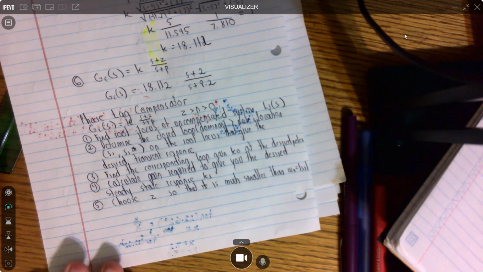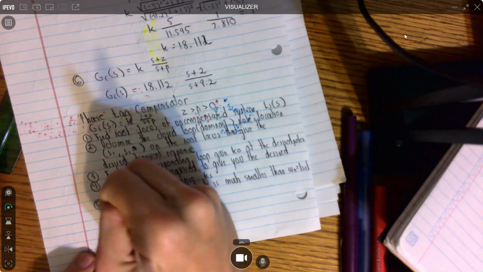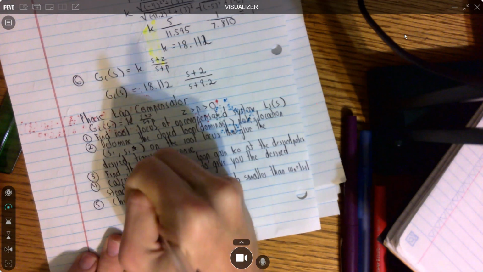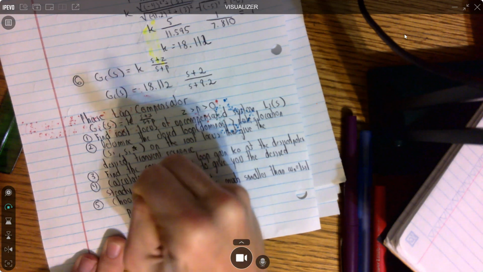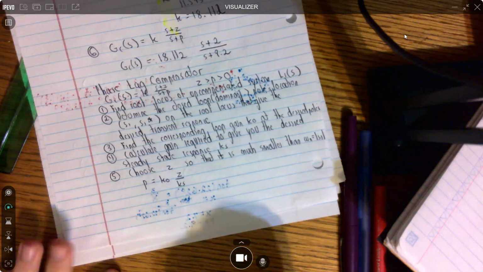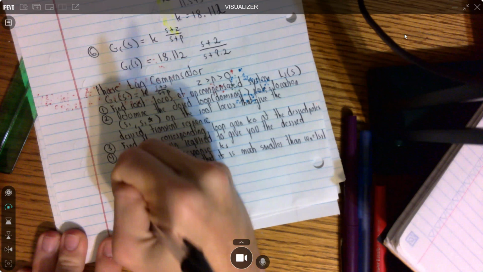And so what you're going to see here specifically is that your pole is going to equal your K naught times z all over K(s). So that's how you're going to solve for your pole. And then your next step, number 6, is you're going to evaluate the compensator.